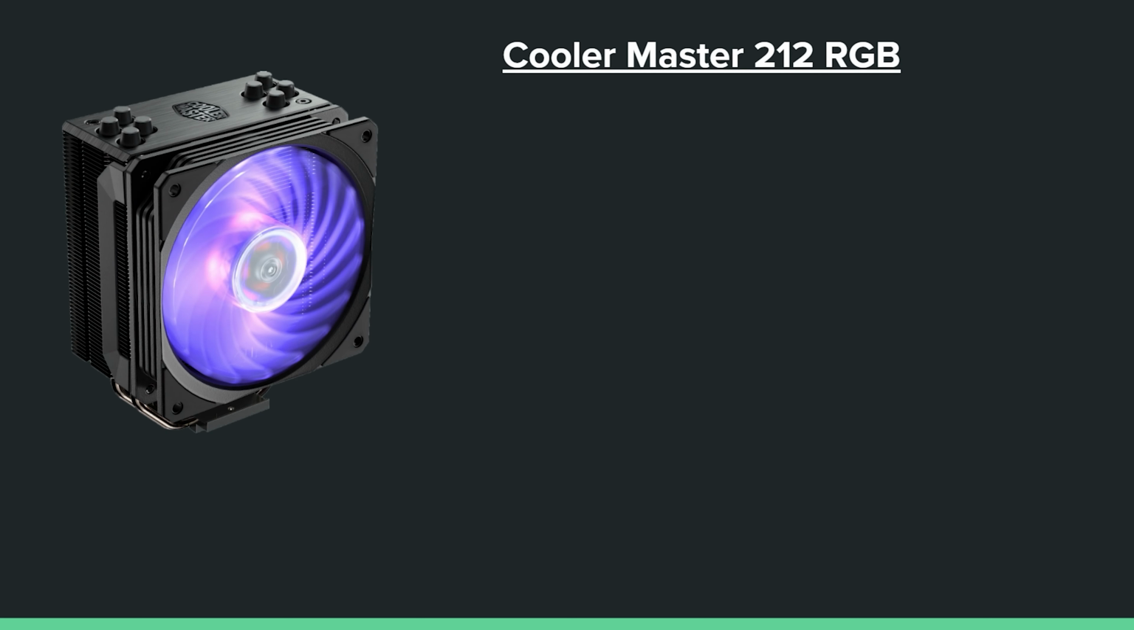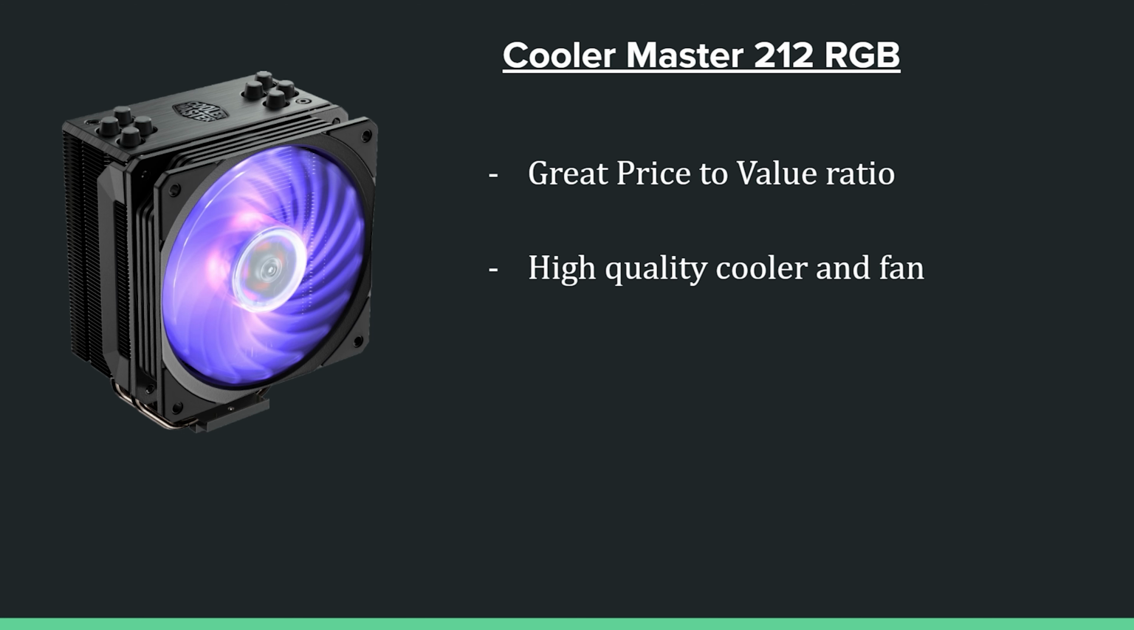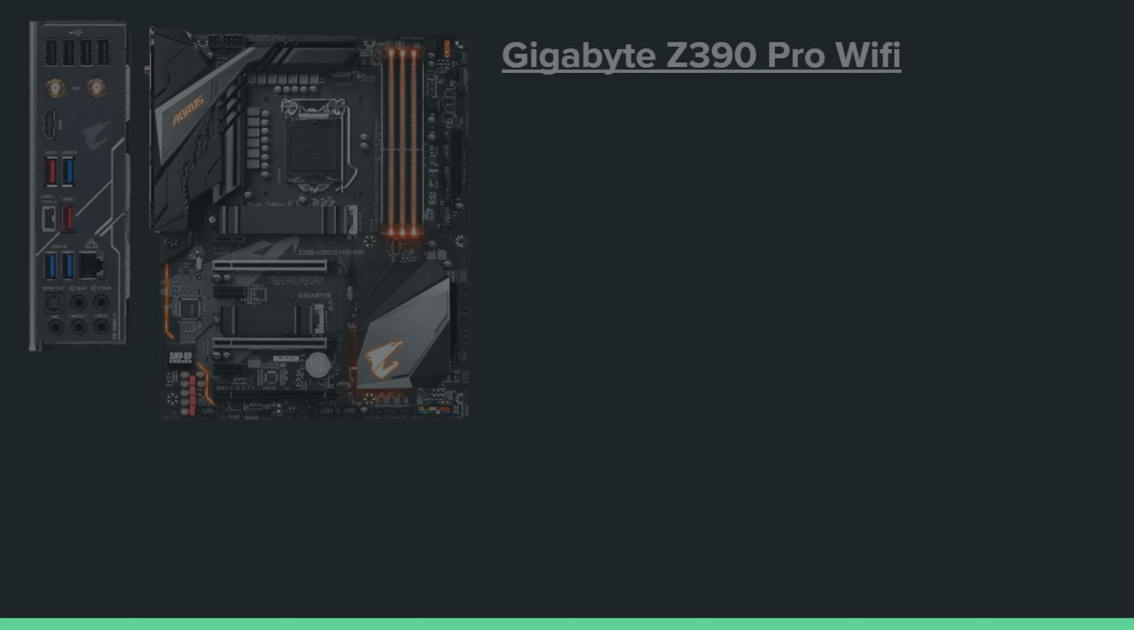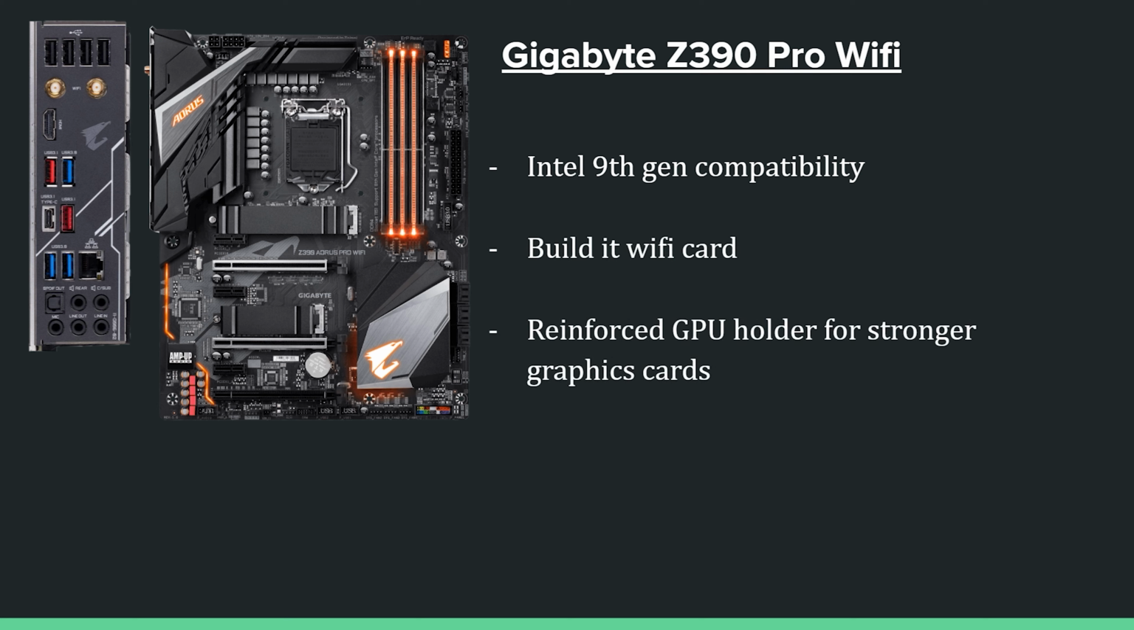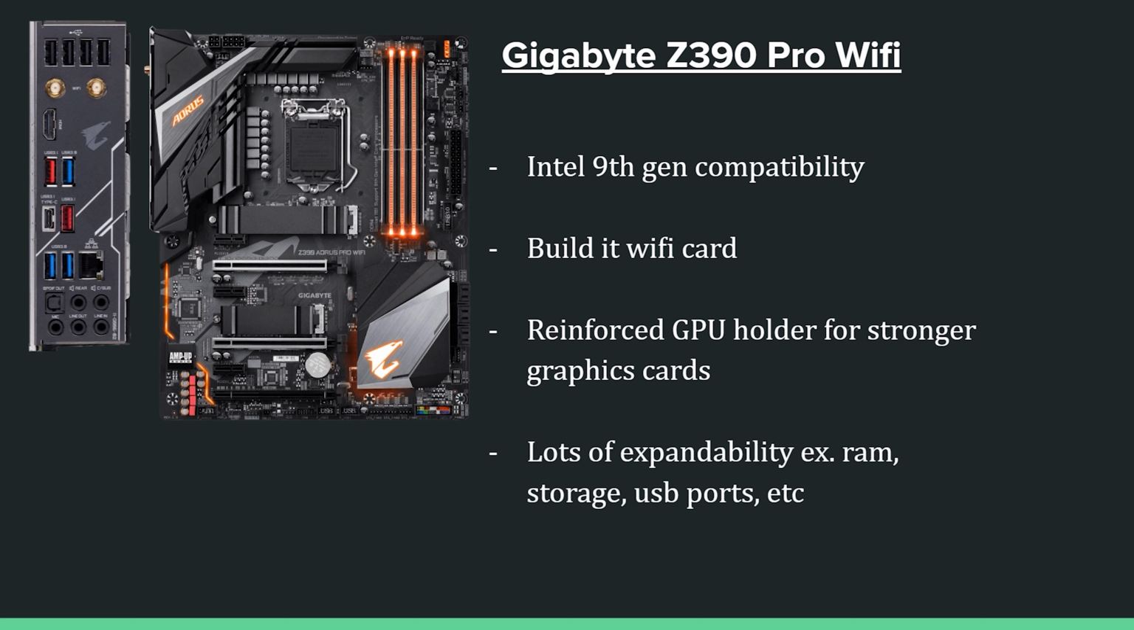Next, I had to choose a CPU cooler, and I chose the Cooler Master Hyper 212, which has a great quality to price ratio. It has a high quality heatsink and fan, and it's quiet, for only $60. Next up, the motherboard. I chose the Gigabyte Z390 Pro Wi-Fi for its Intel 9th generation compatibility, which means my CPU will work with this motherboard, built-in Wi-Fi card, reinforced graphics slot for heavy cards, plenty of USB ports on the back, and I think it just looks really cool in general. The motherboard came down to a total of $260.